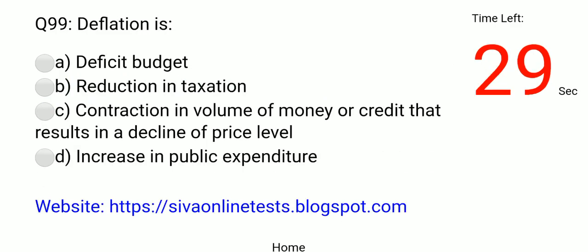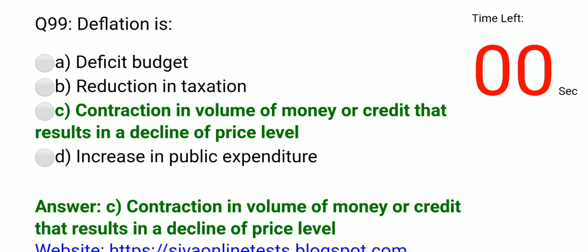Question 99. Deflation is. Options. A. Deficit budget. B. Reduction in taxation. C. Contraction in volume of money or credit that results in a decline of price level. D. Increase in public expenditure. Answer. C. Contraction in volume of money or credit that results in a decline of price level.